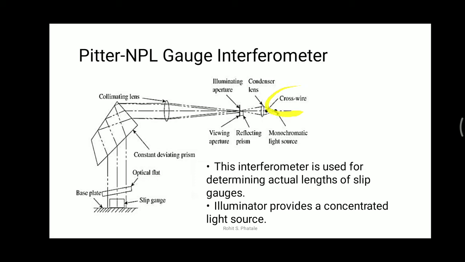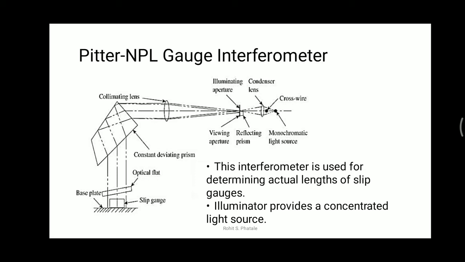Then there is this cross wire, the condenser lens, and the illumination aperture. This is nothing but the viewing aperture. With the help of that we can see the parts, or we can condense the light and put it on the collimating lens. And one constant deviating prism is placed in this interferometer. One by one we will understand how the Peter NPL interferometer works.